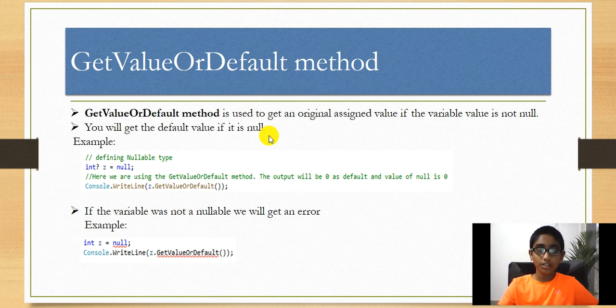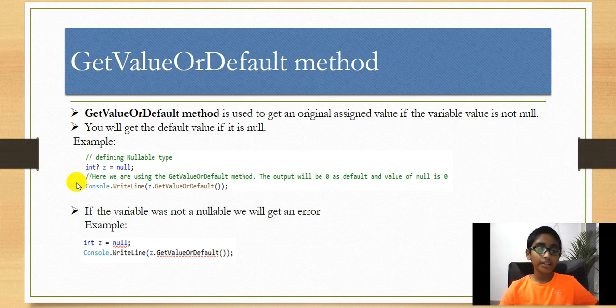Next, I'm going to talk about the GetValueOrDefault method. So basically, the GetValueOrDefault method is used to get the original assigned value if the variable value is not null. So you will get the default value if the variable's value is null. So let's understand this with an example.